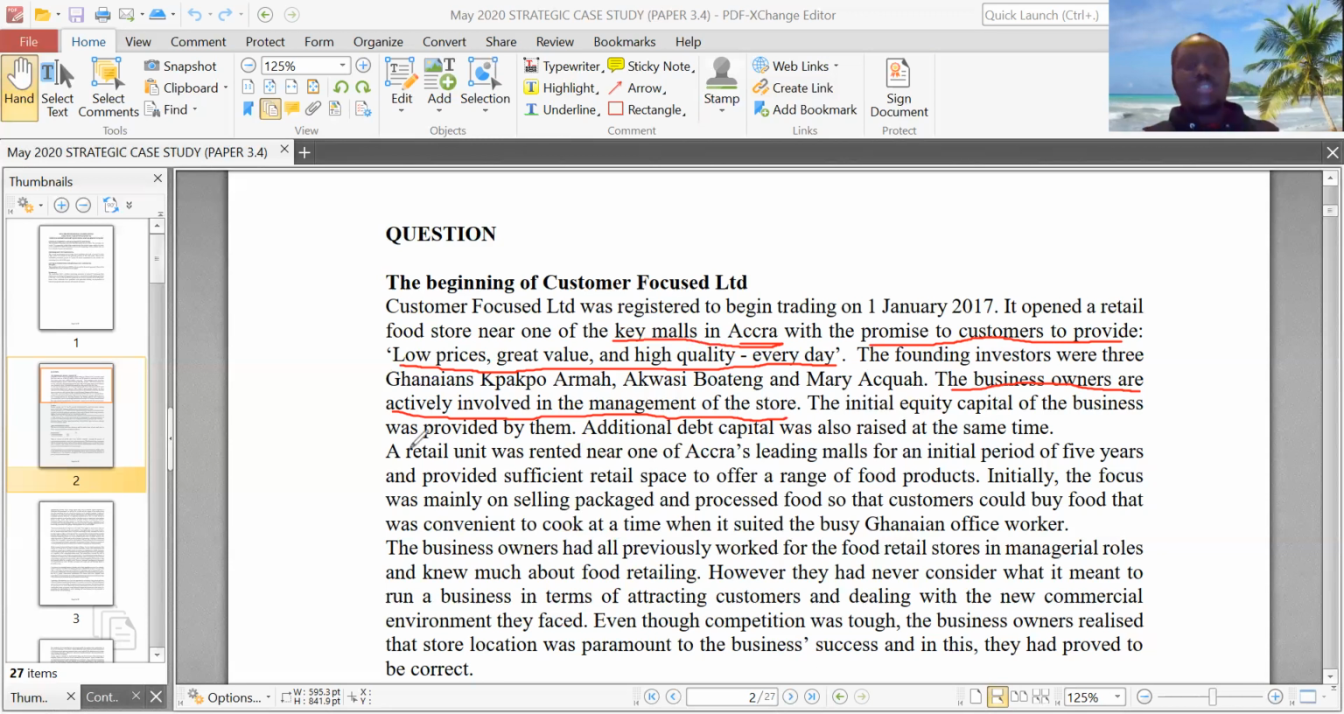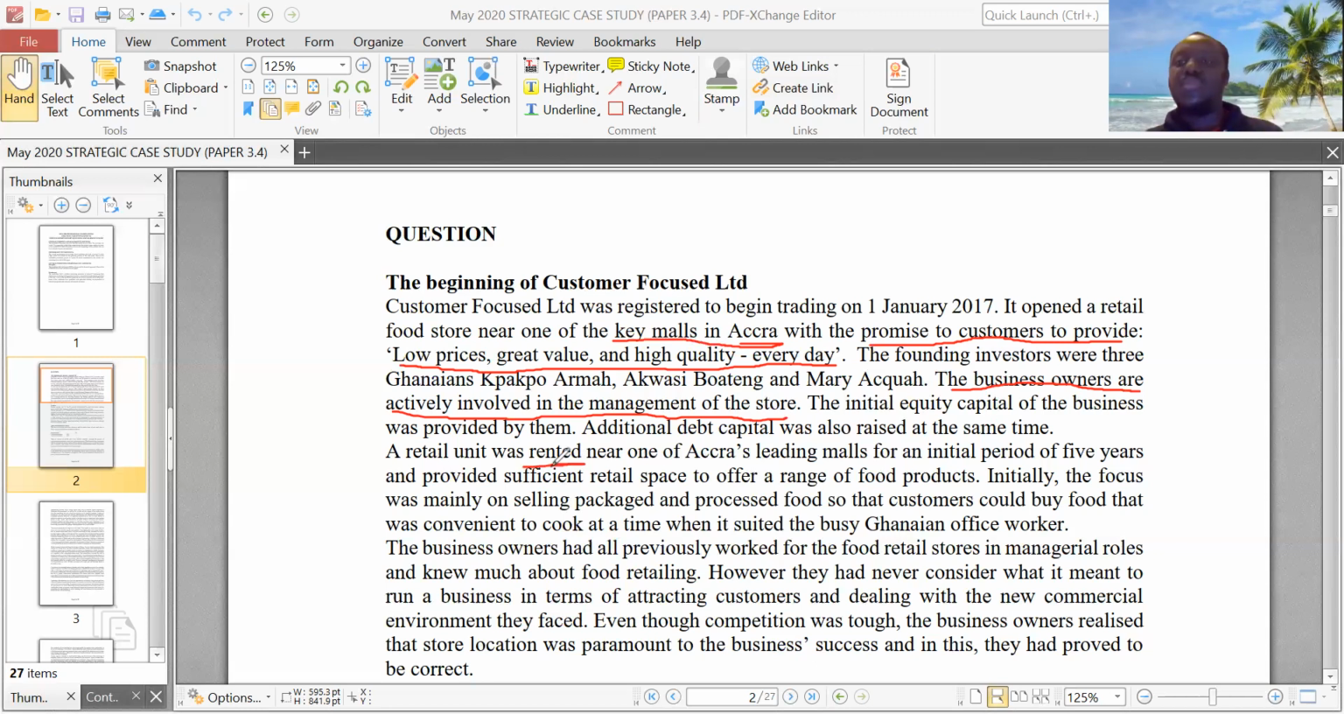Okay. Then it goes ahead to say a retail unit was rented near one of Accra's leading malls for an initial period of 5 years. So yeah, we are told here that a retail unit was rented. So basically they are renting.